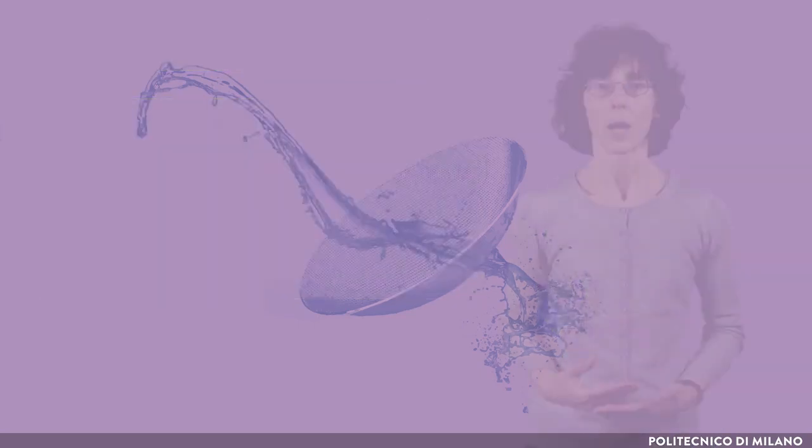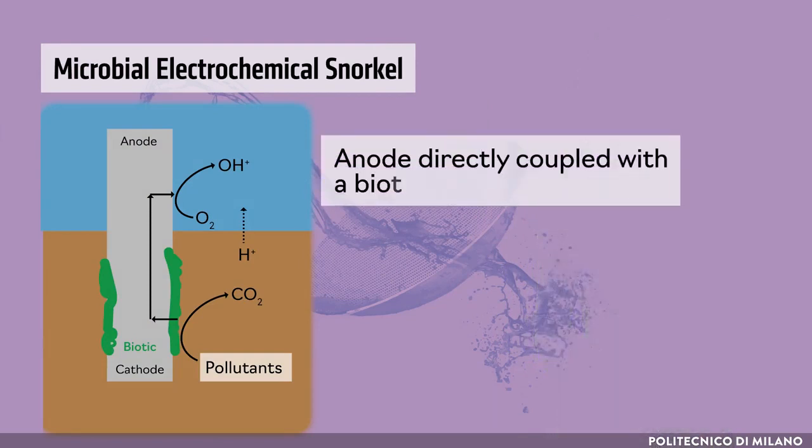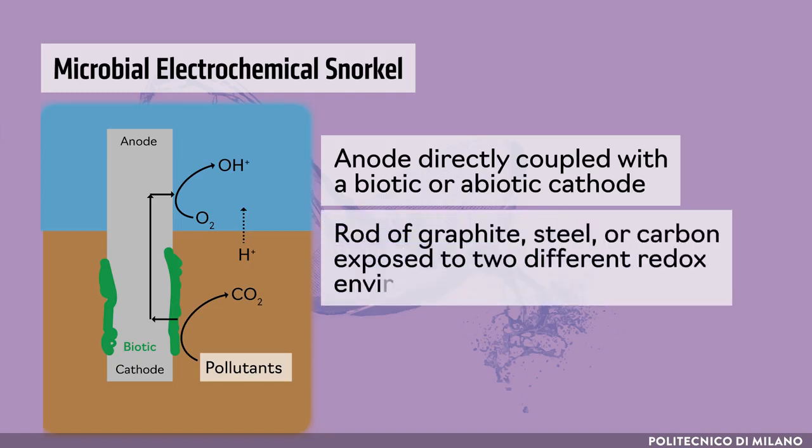In a microbial electrochemical snorkel, a microbial anode is directly coupled with a biotic or abiotic cathode, as a single rod of graphite, steel, or carbon is exposed to two different redox environments. The snorkel does not require power, but works continuously at the maximum current sustainable by the system.